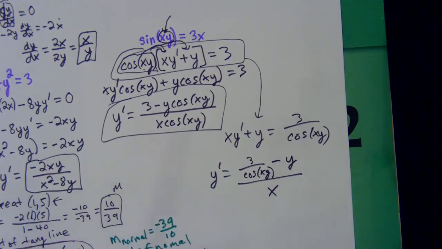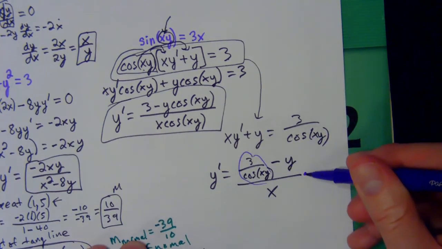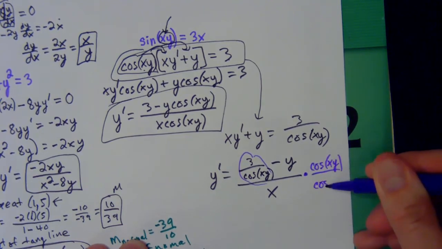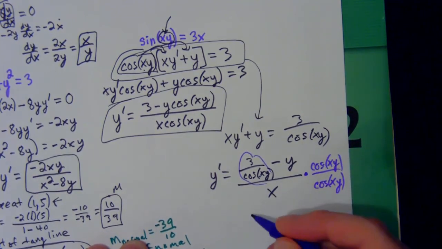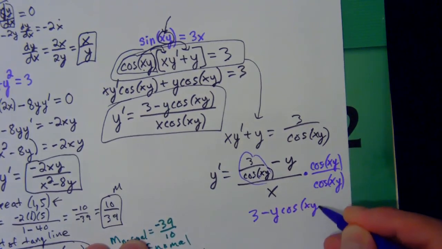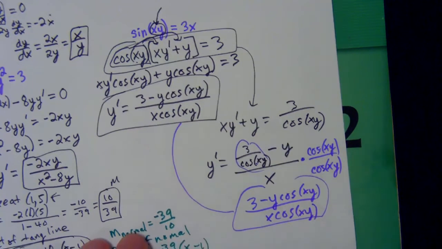At this point, you know you're not allowed to leave complex fractions in your final answer. So you have to look at that mini fraction right there. We're going to times the top and the bottom by this cosine of xy. That times that, those will cancel out. You're going to get 3 minus the y cosine of xy, and on the bottom, you're going to smush those bottoms together. And notice how you're creating that same exact answer right there.